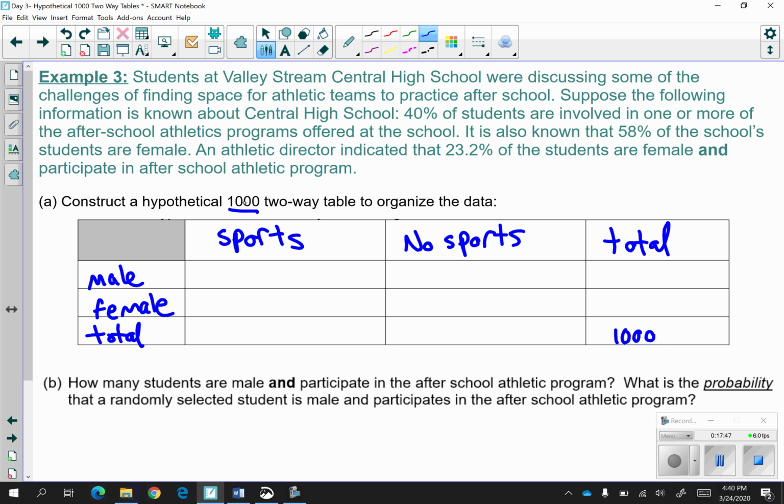So they're saying that 40% of the students are involved in one or more after-school athletic programs. So 40% of the students participate in sports. That's going to be 400 people, right? Because 40% times 1,000. Then we have the 58%, which is going to be 580, are female.